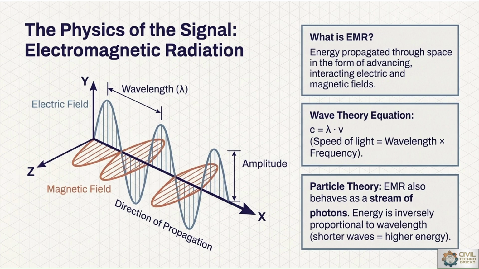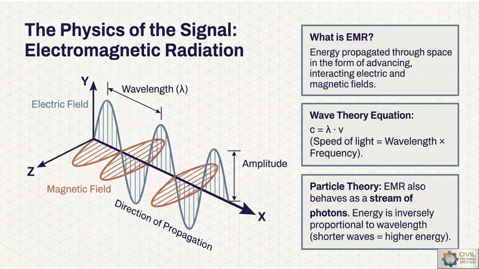The physics of the signal is electromagnetic radiation, EMR. What is meant by EMR? Energy propagated through space in the form of advancing, interacting electric and magnetic fields. Remote sensing depends on electromagnetic energy for data collection. Electromagnetic radiation travels as waves with specific wavelength and frequency characteristics. Different surface materials absorb, reflect and emit different wavelengths of energy.